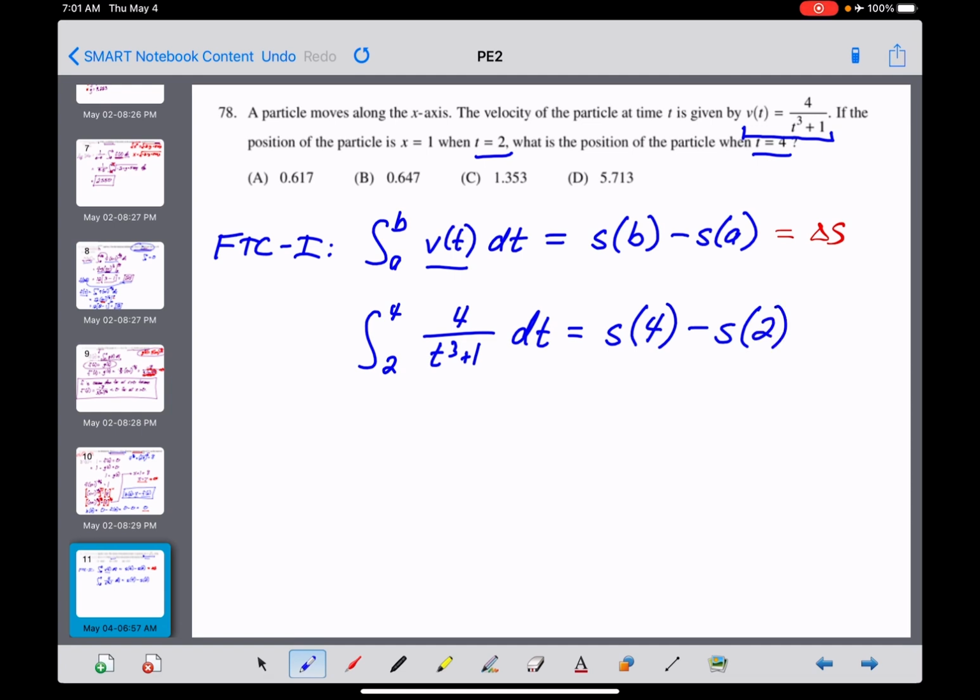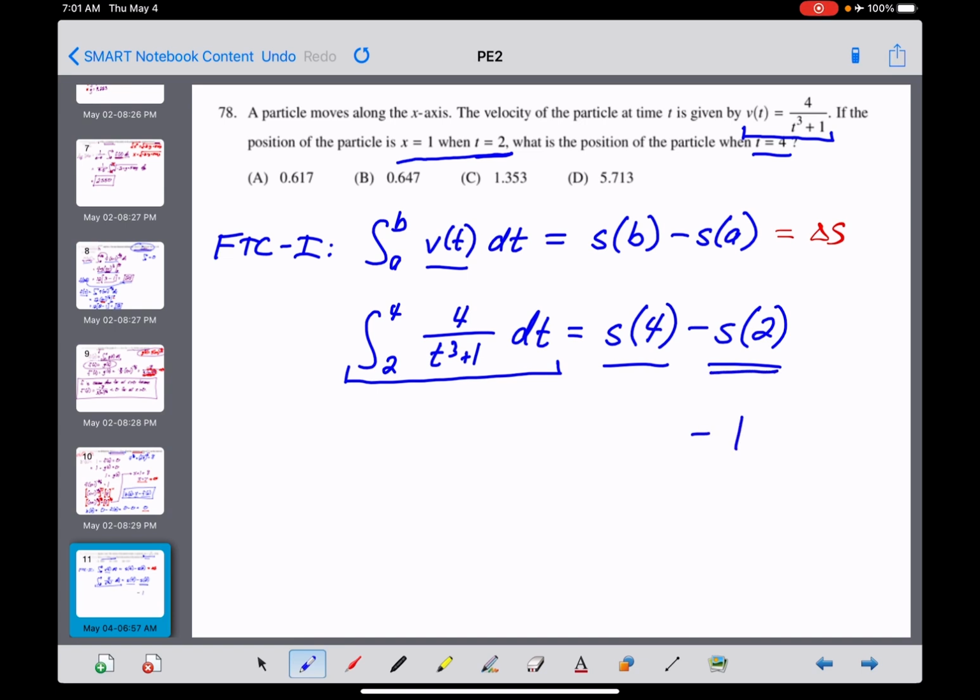So this is an expression we should be relatively familiar with, and what I want you guys to realize now is this is a three-part equation. There's one big term over here on the left-hand side, and then two terms being subtracted on the right. And usually in a problem like this, they've given you one of the three, and that's what we have right here. The position of the particle is x equals 1 when t is equal to 2. So this s of 2 over here is 1.